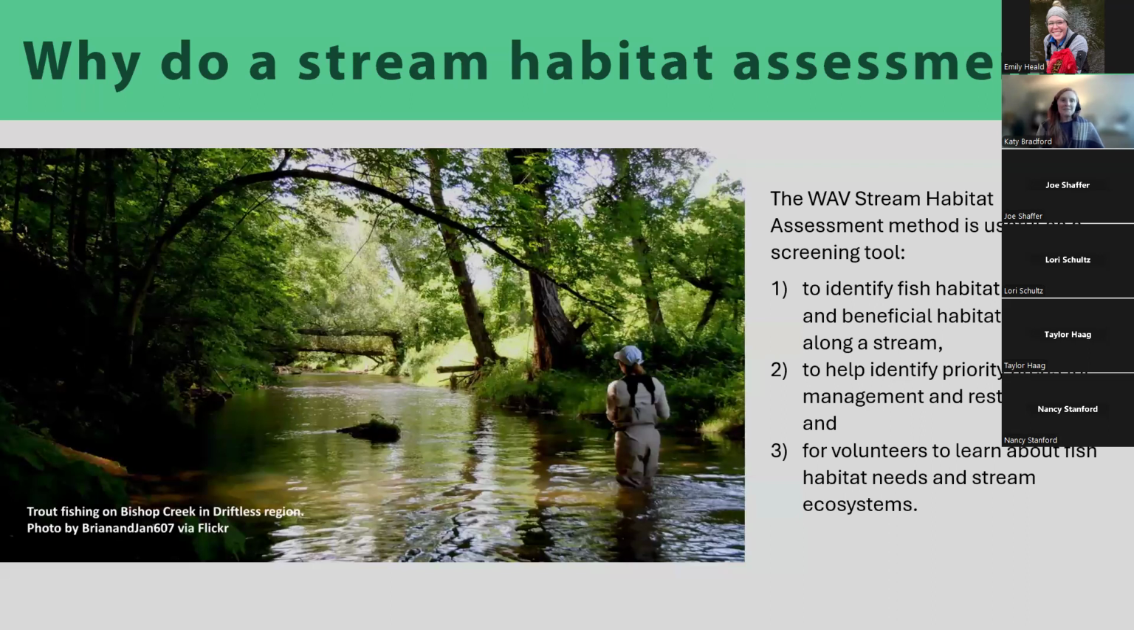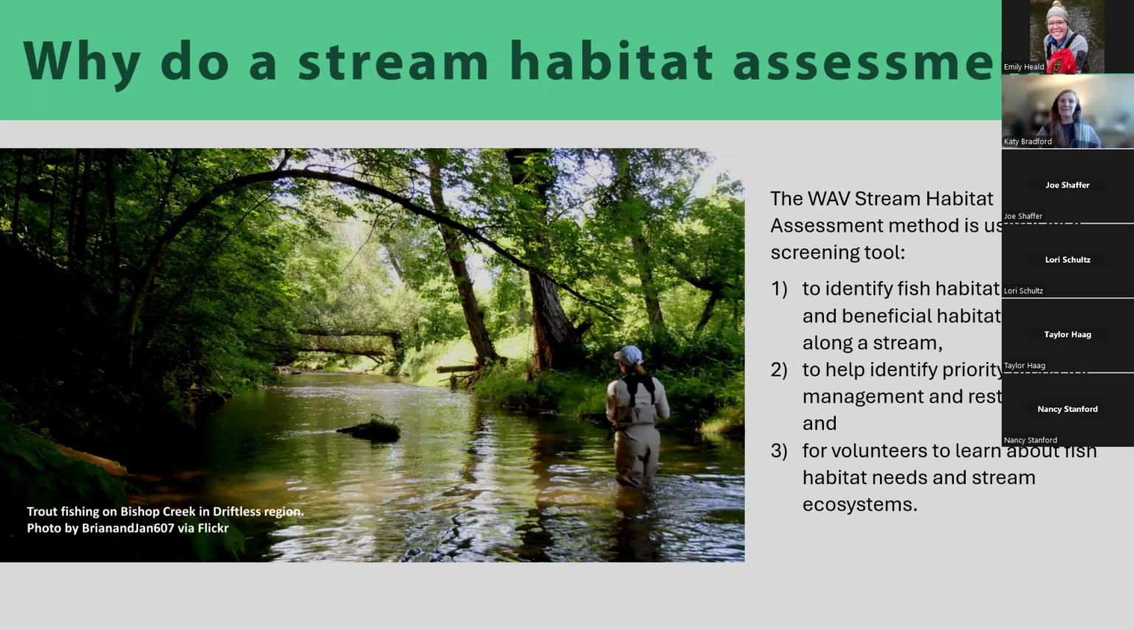So to start, why do we want to do a stream habitat assessment? The WAVE method is useful as a baseline stream habitat screening tool. It can help us identify stressors for fish and beneficial habitat features for fish along a length of the stream. It can help us identify priority areas for management or restoration along the stream corridor, and also indicate how watershed land uses could be impacting the stream corridor. And lastly, what I've heard from volunteers that we've trained is they just learn a ton about fish habitat and stream ecosystems by doing this.